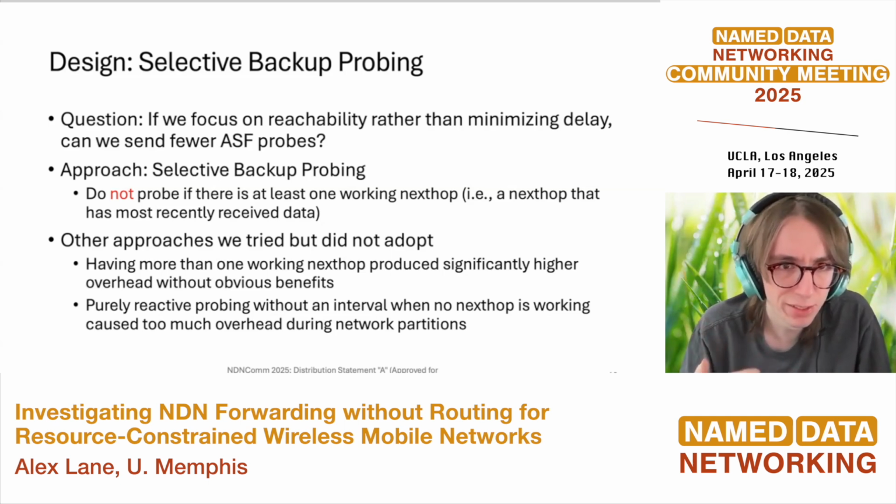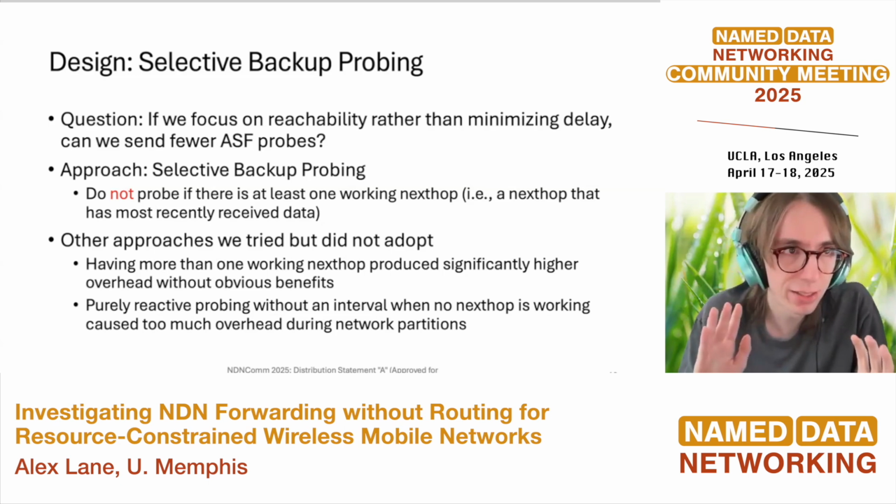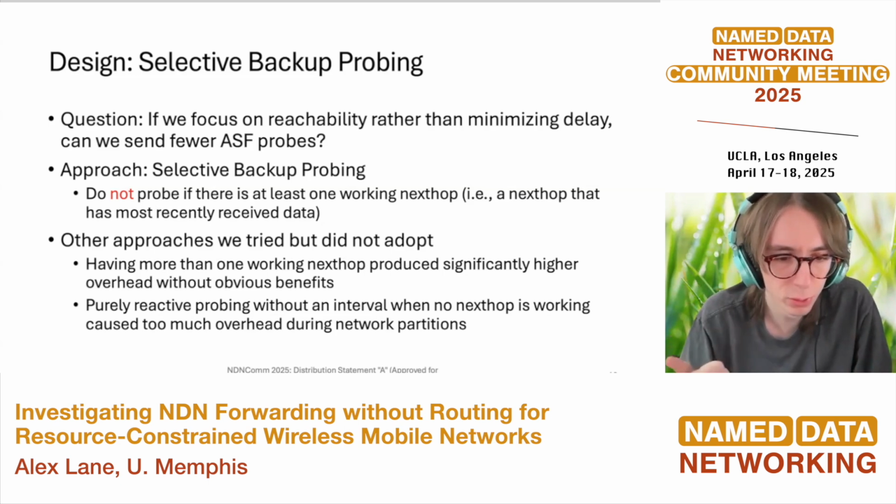So in this case, we essentially say that if there is a face that would be usable for forwarding, either the one that was chosen for forwarding or any additional ones, just do not probe. Basically, don't explore beyond the existing faces if there is at least one that is currently retrieving data.